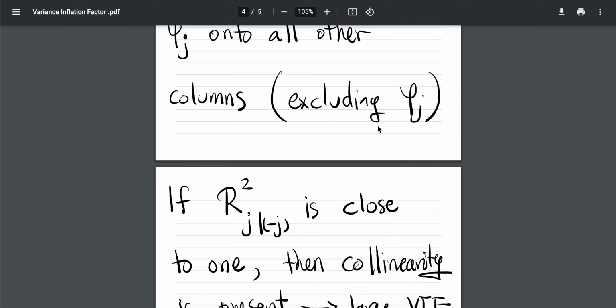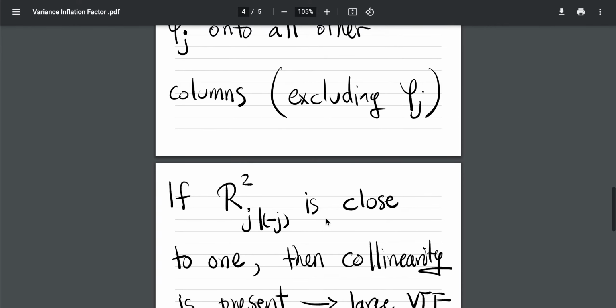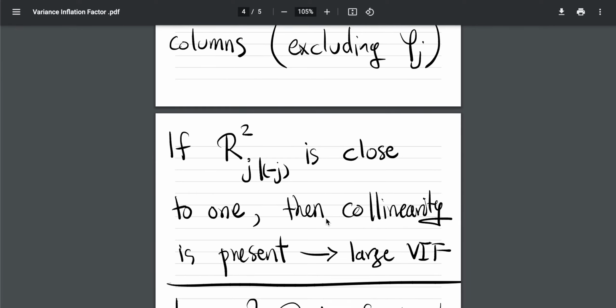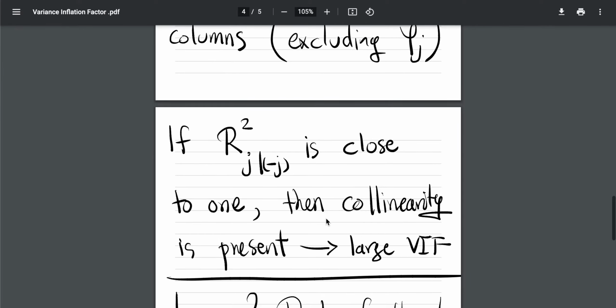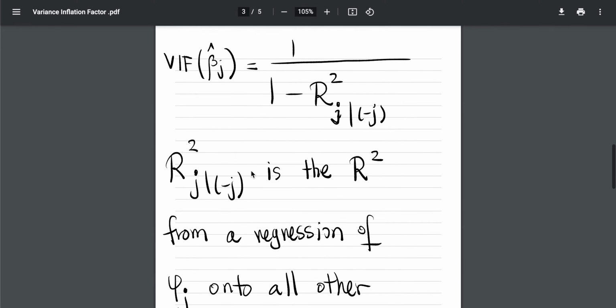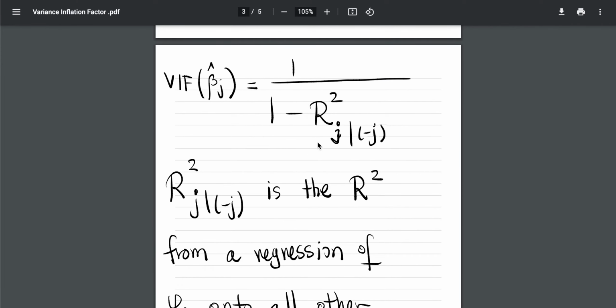So if R squared of j based on minus j is close to 1, then collinearity is present. Large VIF. Why? Because if this is close to 1, then this will be close to 0, and then we have 1 over 0, or 1 over a small number, which is a large number.